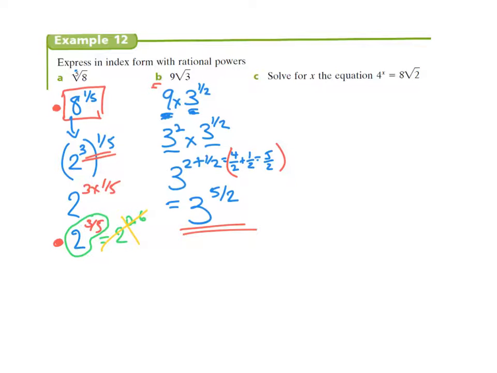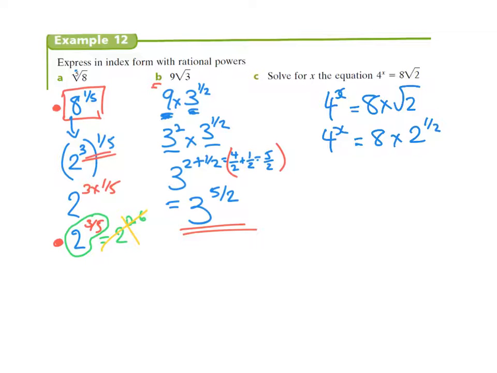Okay, let's do part C now. So part C, let's have a good look at it. Solve for x, for the equation 4 to the power x equals 8 times square root 2. So let's work this one through. 4 to some unknown power is equal to 8 times square root 2. So we've just written that down. 4 to the unknown power is 8 times 2 to the half, okay, because square root is a half root.